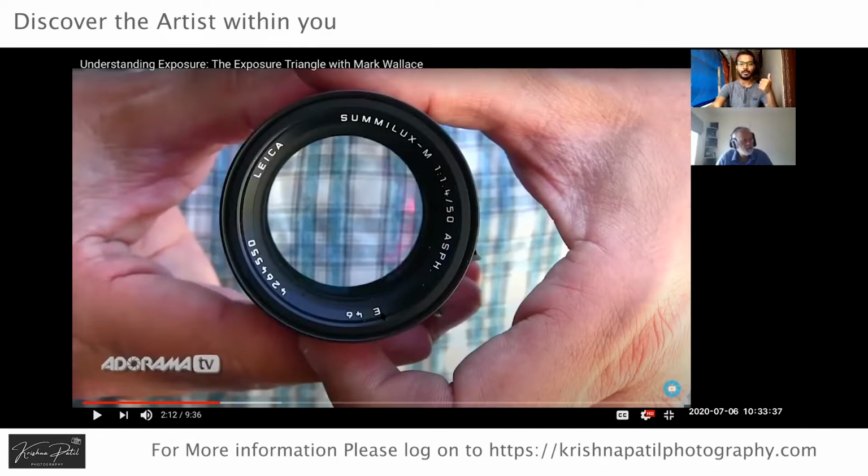Here, the E means the entire diameter of the lens. So if I put on a lens hood, like a lens cap, I will require a 46 mm diameter lens hood.